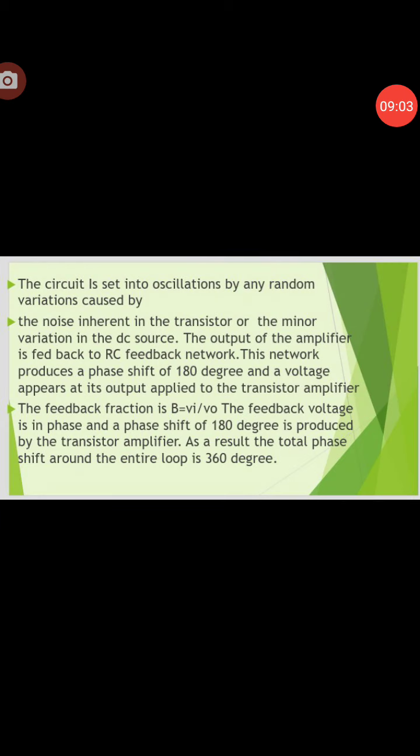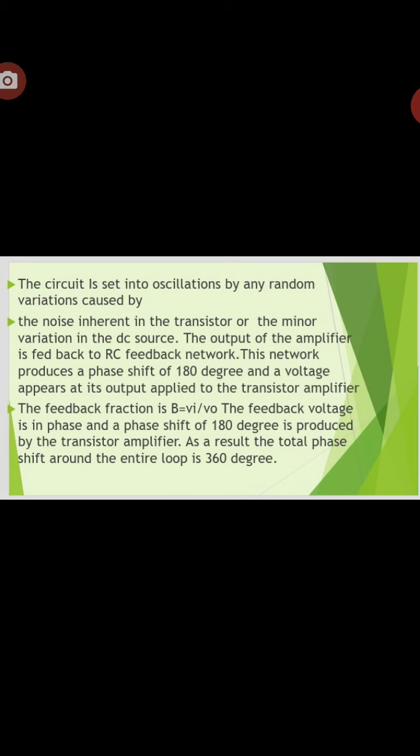Now how does the circuit produce the oscillations? The circuit is set into oscillations by any random variation that is caused by the noise inherent in the transistor or the minor variation in the DC source. The output of the amplifier is fed back to the RC feedback network. I have already told you, the output of the amplifier is fed back to the RC feedback network. This network produces a phase shift of 180 degree and a voltage appears at its output, applied to the transistor amplifier.